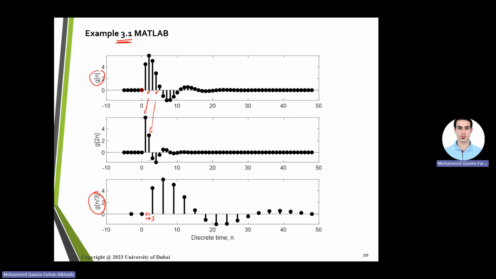Like for example here, assuming this is index 0, this is index number 1. So when you have g of n over 3, this index will become 3. So you have 1, 2, and this is index number 3. At 1 and 2, it's zeros. So you just fill the gaps with zeros when you do expansion. With shrinking, you eliminate the non-integer values. With expansion, you fill the gaps with zeros.